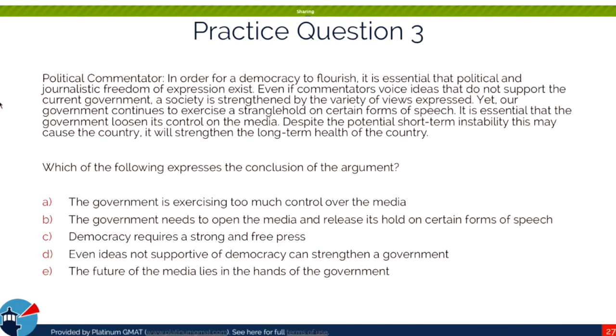Okay, on to question number 3. We're going to start with the question stem again. So it says, which of the following expresses the conclusion of the argument? Okay, so here we're going to look for the keywords in the question stem. And to me, the keyword here is expresses the conclusion. So they're telling you to look for a conclusion in the answer choices. You might find something in the passage also, but what they're saying is find something in the answer choices, right?